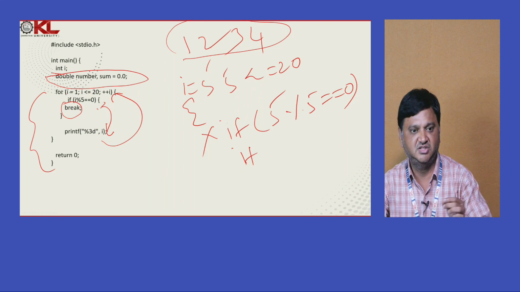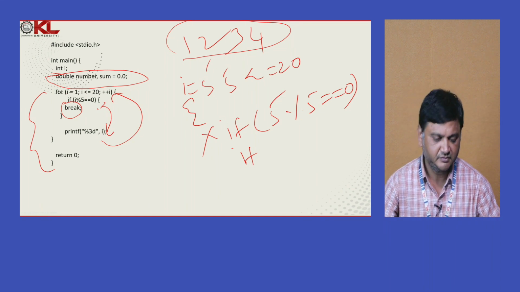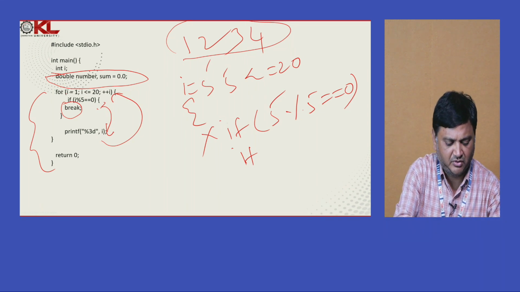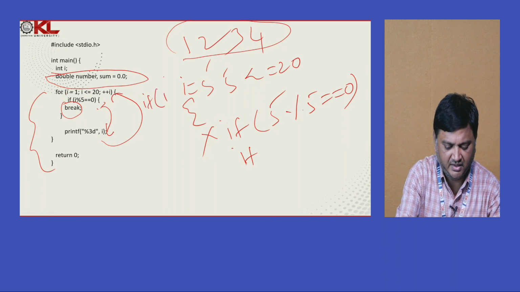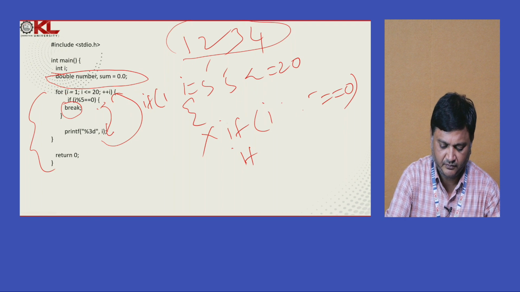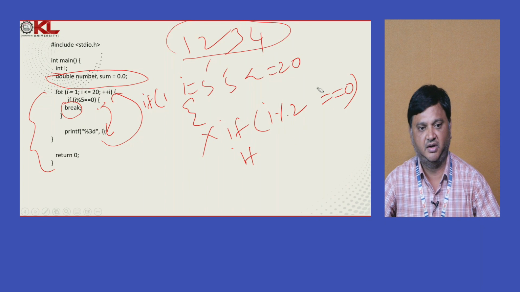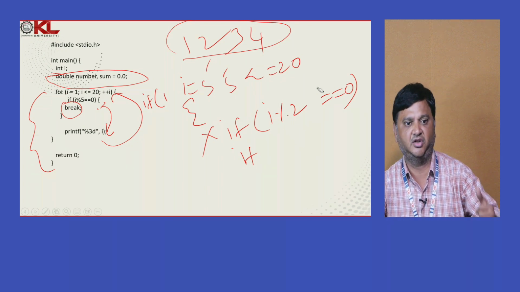Very good. So this is the way you have to use a break statement or a jump statement in C programming. Now I'll write one more condition and you tell me what the output will be. If i modulus 2 equals 0, that's the condition I wrote. Now tell me what is your answer, my dear students. What will be printed on the screen?